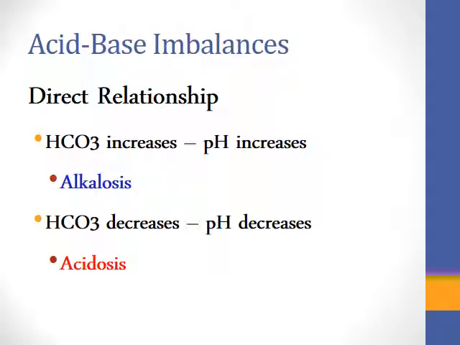They have a direct relationship with the pH. Bicarb increases, pH increases. You have alkalosis. Because remember, back to your pH, if it was elevated, then it was alkalotic, and if it was decreased, then it was acidosis. So if we have a decrease in our bicarb, our pH will also decrease, which means that we will have acidosis.